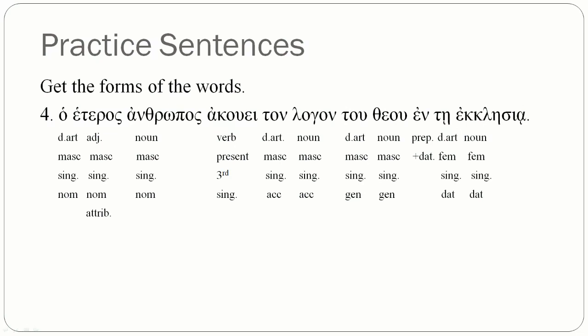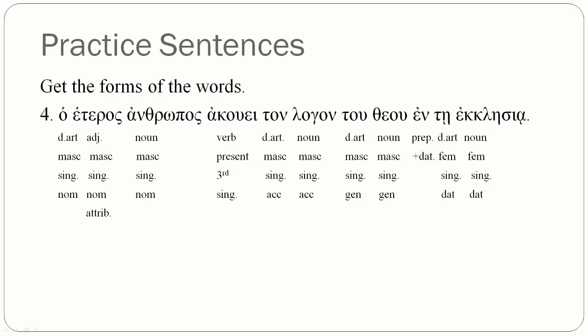Okay, the first thing that we're going to do, we're going to get all of the forms of these words, work these out. Okay, ha is a definite article. It is masculine, singular, and nominative, and everything else is going to follow that. Heteros is an adjective, and notice it is in between the article and the noun, therefore it is an attributive adjective. All right, that is your adjective phrase there. Ha heteros anthropos: article, adjective, noun.